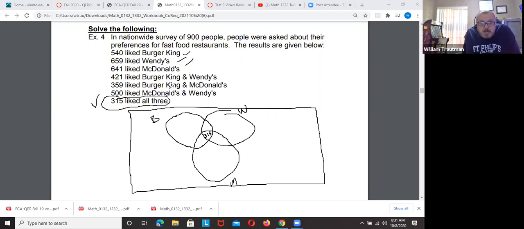Now, 500 like Wendy's and McDonald's. So here's Wendy's, here's McDonald's. We should have 500 in this circle right here. That's the Wendy's and McDonald's circle. So I have to put a number here. Can somebody tell me what number I have to put right in here? What number do I put there?